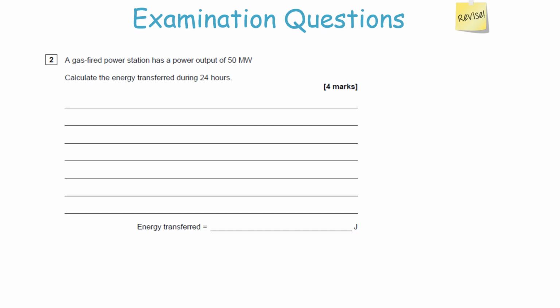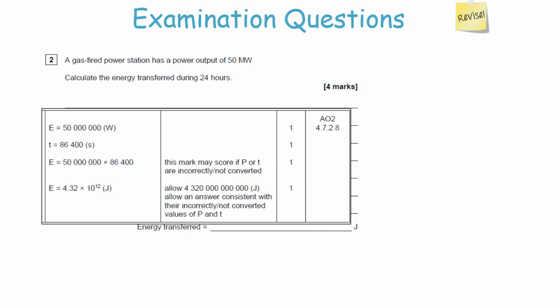And then we need to have our time in seconds, because we don't work in hours, we don't work in minutes, we work in seconds. So what you would do is 50 times 10 to the 6 times 86,400, because that's what 24 hours is in seconds. We do 24 hours times 60, which is minutes, times 60, so you get 86,400, so you get 4.32 times 10 to the 12 joules.